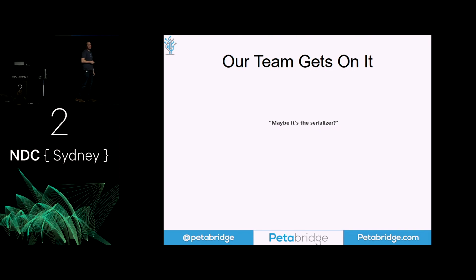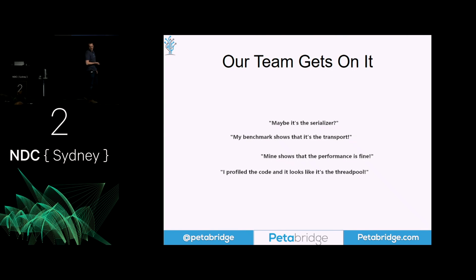One person asking, maybe it's the serializer that's the problem. Then another chimes in, my benchmark shows it's our TCP transport that's the issue. This is probably me in this conversation. My benchmark shows the performance is fine. This user's doing it wrong. Then there's someone else who says, I profiled the code, and it's in the thread pool, I found it.